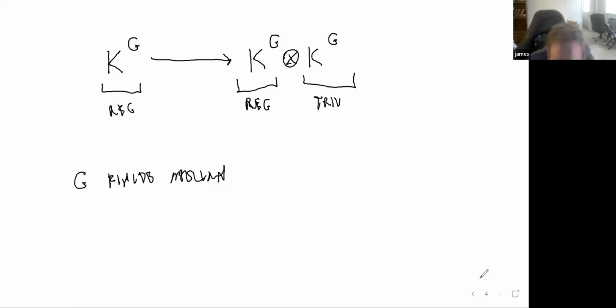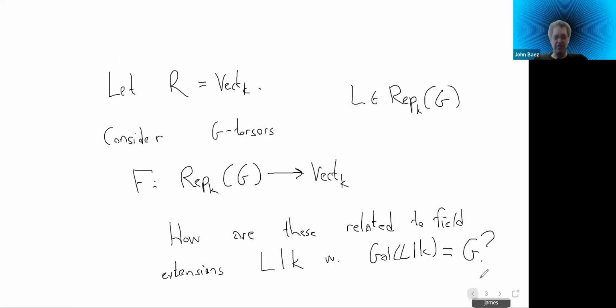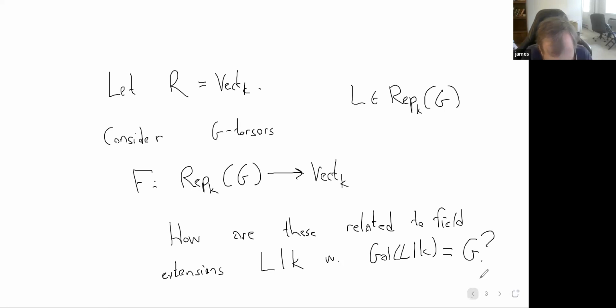Okay, maybe I should go back to your page. Do I have control over the page turning here? Maybe not, I don't know. Maybe I do. Okay, so you're saying, how are these related to field extensions of that kind? Right. So maybe we want to start out with such a field extension and get from that one of these G-torsors. Sounds great. Yep.